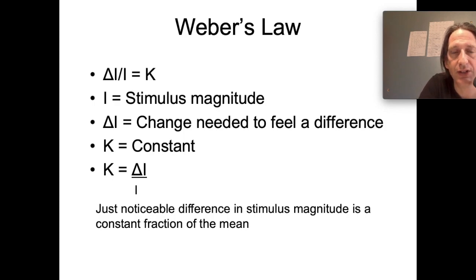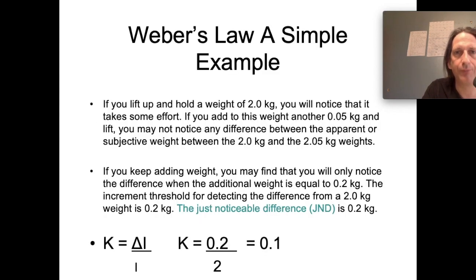And this can be expressed as an equation. And essentially, it means that the just noticeable difference remains a constant fraction. It doesn't remain constant, but it remains a constant fraction of the stimulus magnitude. It's easiest if we work through an example. So a simple example is the detection of differences in weight.